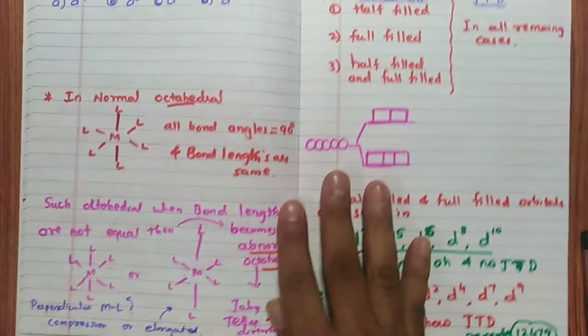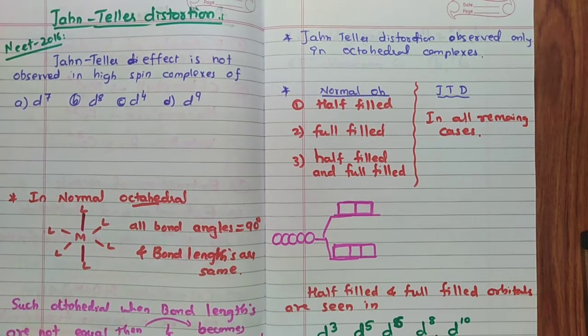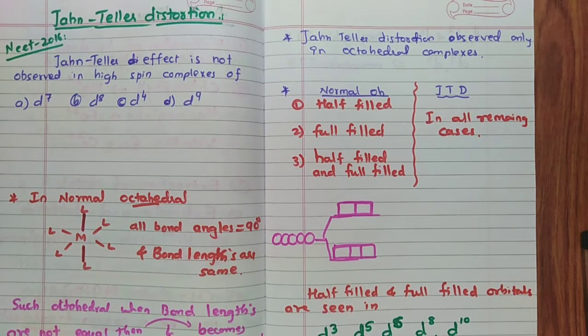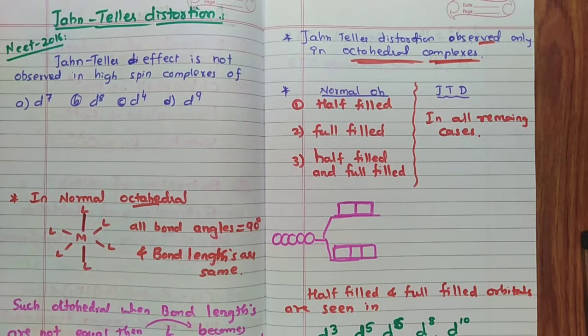One thing you remember: Jahn-Teller distortion is observed only in octahedral complexes. Tetrahedral or square planar complexes will never show Jahn-Teller distortion. Why it will not show is not the matter of discussion here, because that would take another 2-3 hours of class, and it is not necessary. Only remember, it is observed only in octahedral complexes.